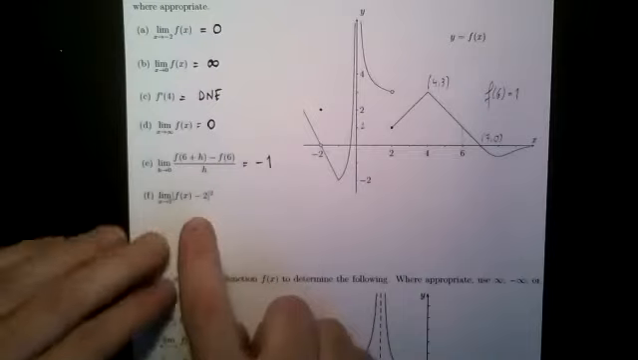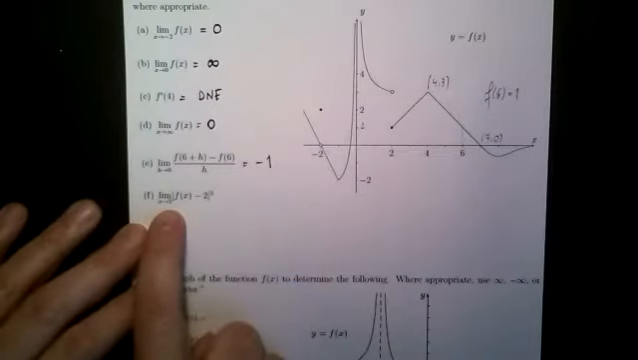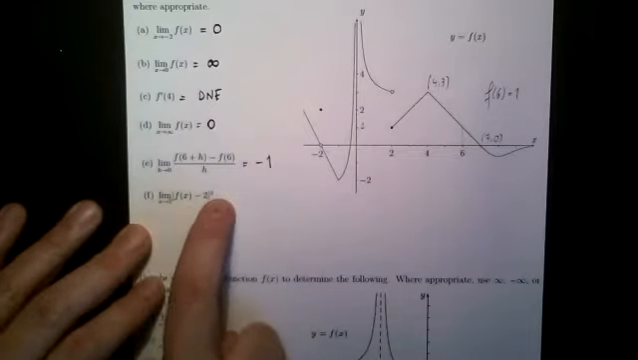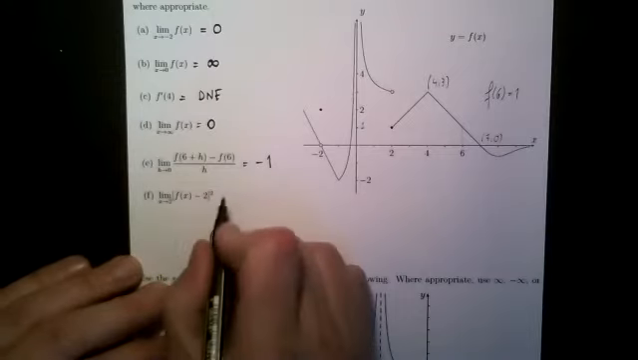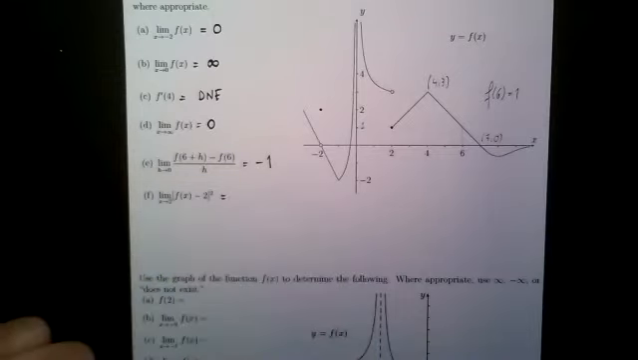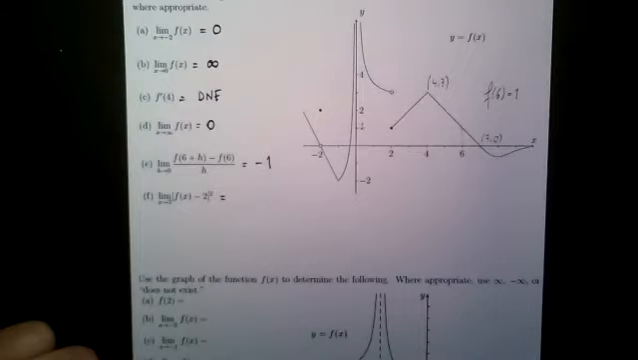Okay, so let's go. Limit as x approaches 2 of f of x minus 2, squared. No clue? Is it... Again, you're asking the question. You're not guessing. Tell me what it is. Infinity? Okay, why is it infinity?